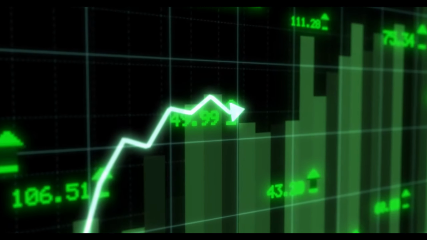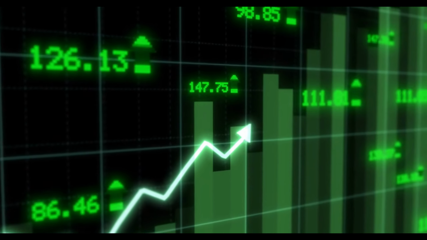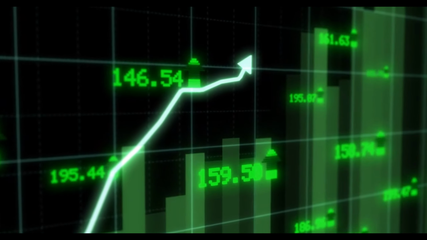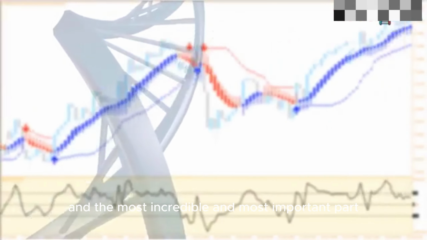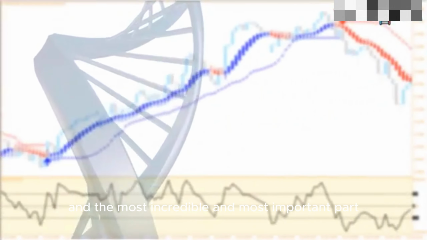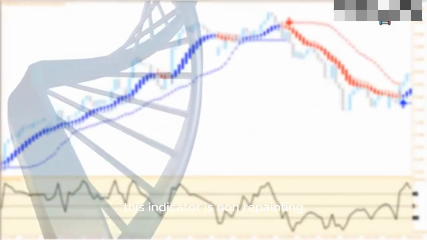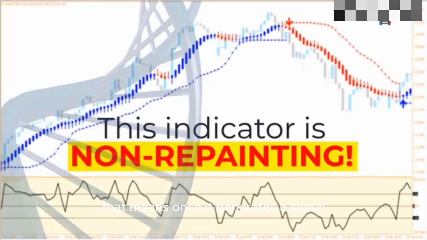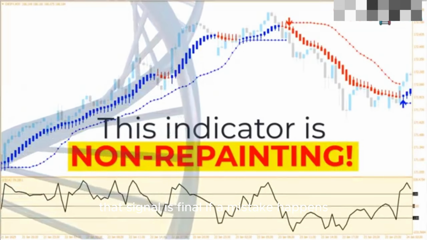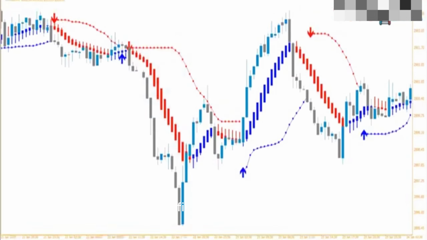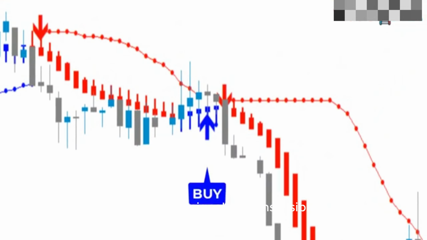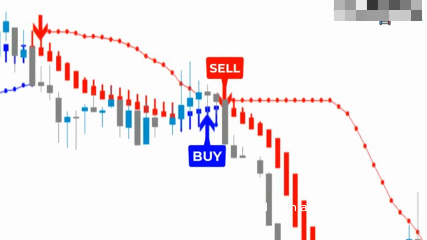In today's video, I'm going to show you one of the most powerful indicators that can accurately detect trends and reversals. And the most incredible and most important part, this indicator is non-repainting. That means once it generates a signal, that signal is final. If a mistake happens, the incorrect signal remains visible.